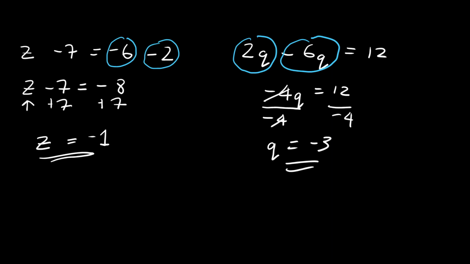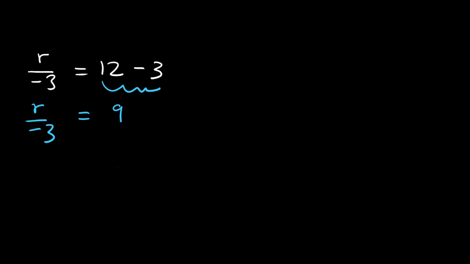This is your final answer. R divided by negative 3 equals 12 minus 3. First thing is like terms. On this side we can subtract 12 minus 3, that will be 9. And over here we are dividing. The opposite of division is multiplication, so let's multiply by negative 3 on this side and multiply by negative 3 on this side as well. Now r equals 9 times negative 3, which will be a total of negative 27 as your final answer.